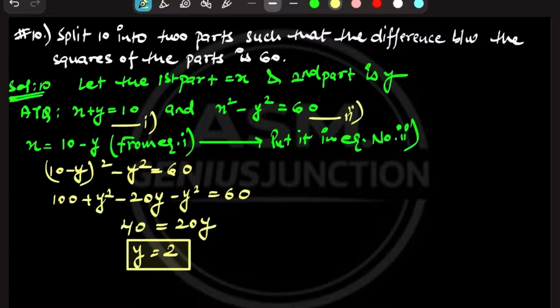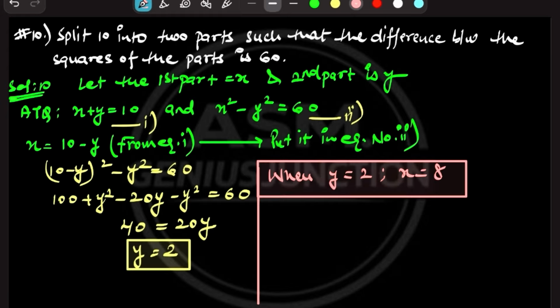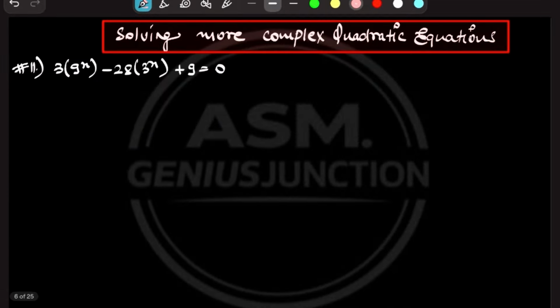When I put y equals 2 in equation number 1, we get x equals 10 minus 2, that is 8. So our solution for the given question becomes x equals 8, y equals 2. This is the answer for the given question. Please pause the video and note the solution of this question. Let's move on to the next topic of this video.